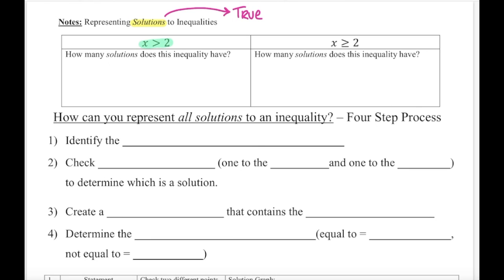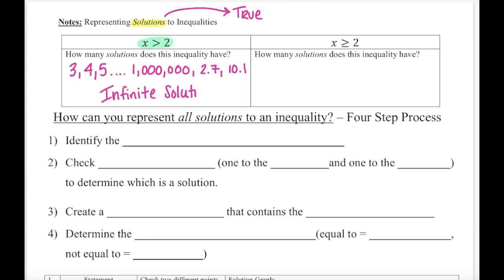Here we would read this as x is greater than 2. How many solutions does it have? Well, let's start filling in some numbers greater than 2. 3, 4, 5, all the way up to 1 million and beyond. Not to mention also things like decimals, 2.7, 10.1. So we can't sit here and list all these values. It would take us forever and we'd never finish. So we could say that there are infinite solutions here.